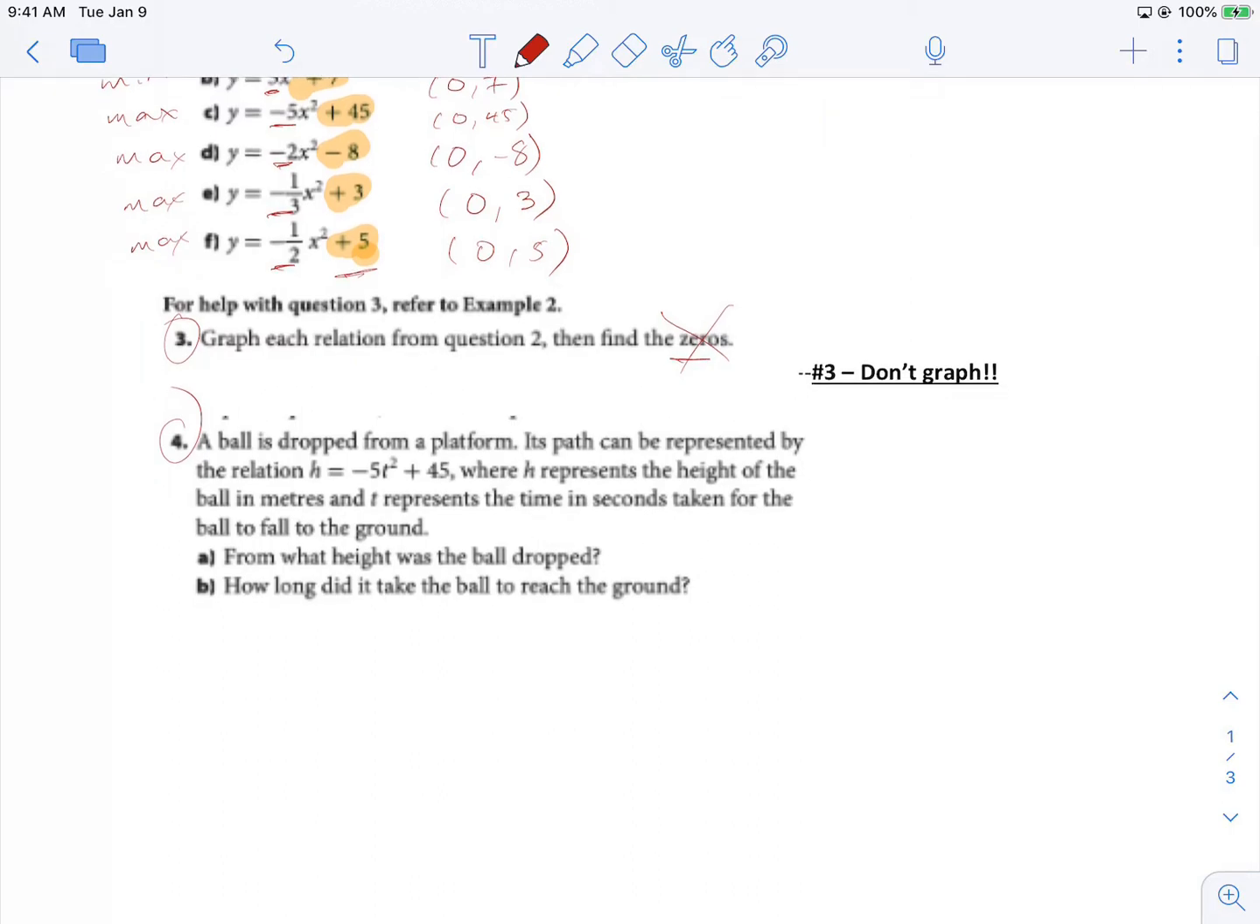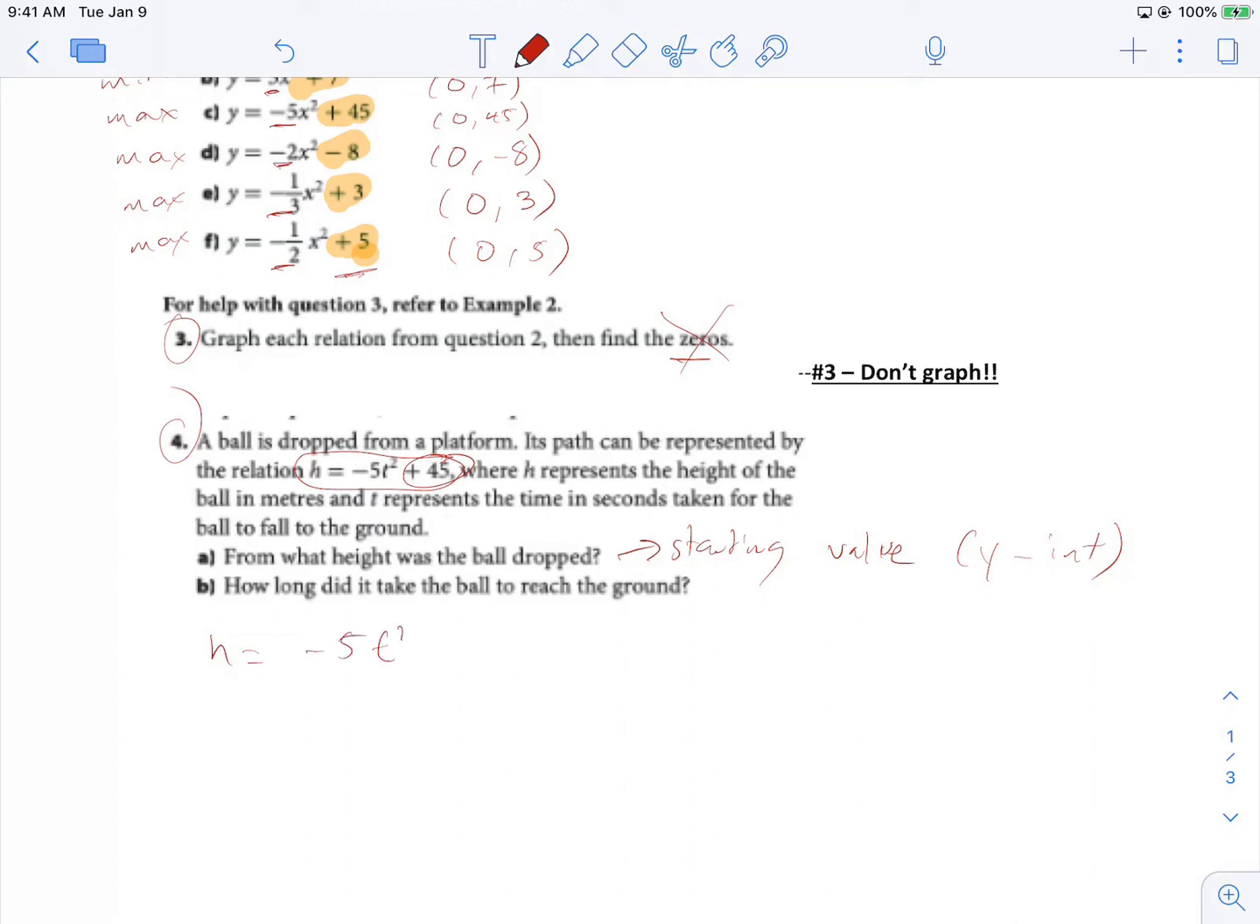Number 4, a ball is dropped from a platform. Its path can be represented by the relation. Here's our little quadratic equation here. From what height was the ball dropped? So what is our starting value? AKA, what is our y-intercept? And how do we get it? Well, we can just look at this number here, or we can do the math.